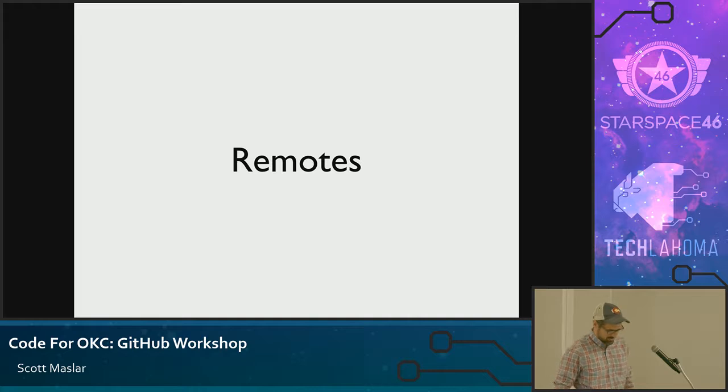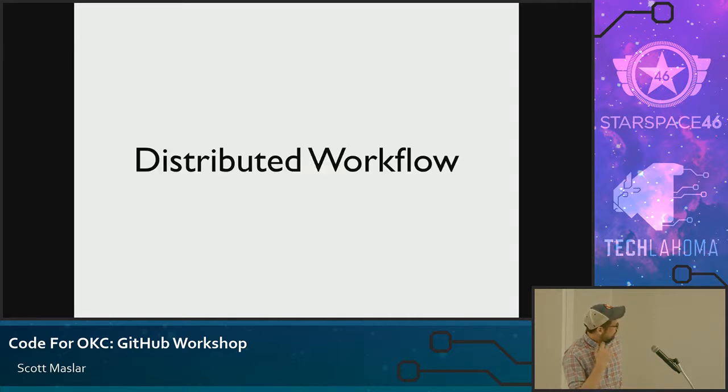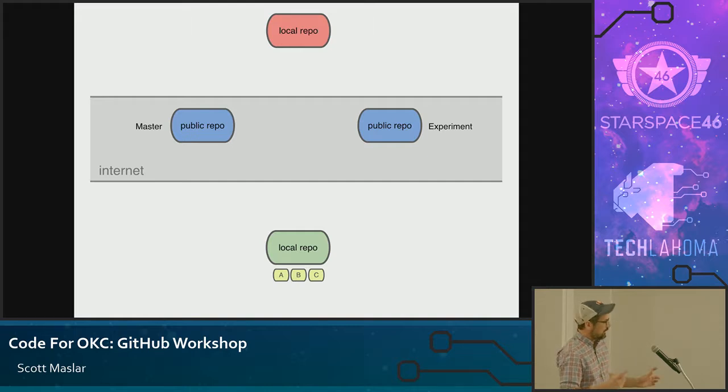It's amazing. Okay, so remotes. Remotes are what make Git so versatile. So I said before that it's a distributed workflow. So we have the ability to have two people that are both working on the same project. Just to be clear, those two blue boxes are the same public repo, right? So it's not two different repos. The difference is that one of them is the master branch on the left, and the other one is the experiment branch on the right.